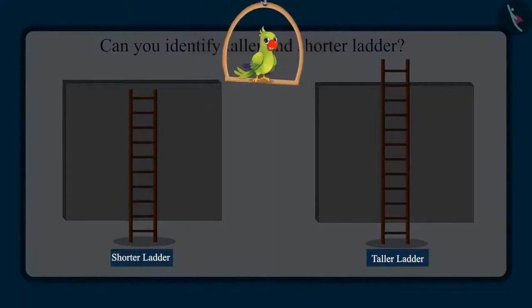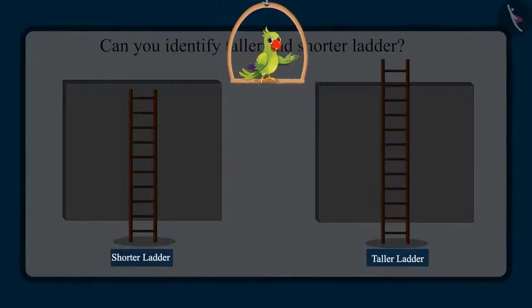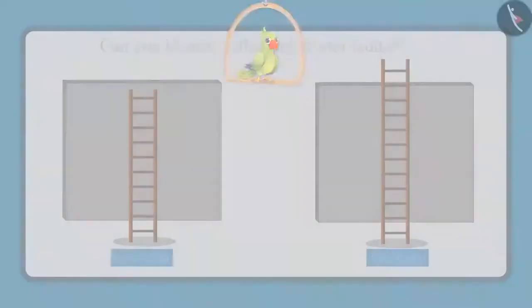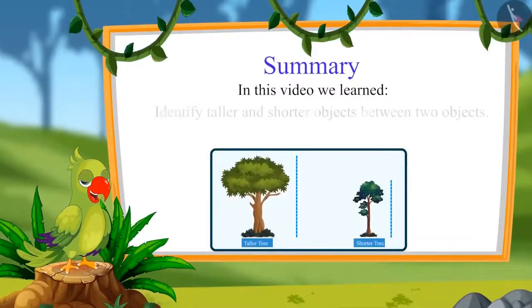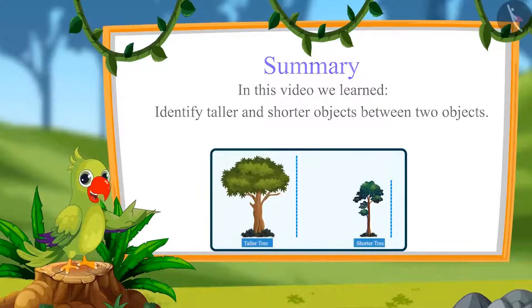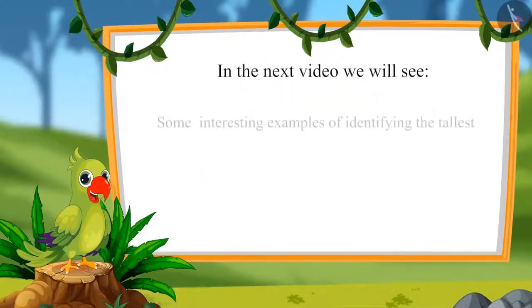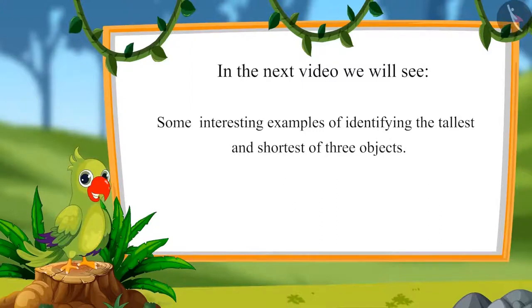So children, I hope that you enjoyed identifying and comparing taller and shorter objects. Now you can identify the tall and short objects around you and compare them to tell which is taller and which one is shorter. That's all for today, children. In this video, we learned to identify taller and shorter objects between two objects. In the next video, we will see some interesting examples of identifying the tallest and shortest of three objects. Till then, bye children.